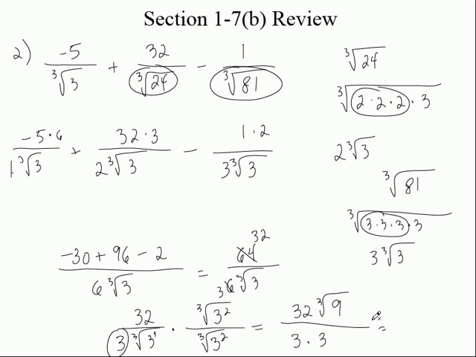Just simplify those two. Just make that a 9. That's all you got to do. So it's 32 cube root of 9 over 9. Is that how I read off the answer?